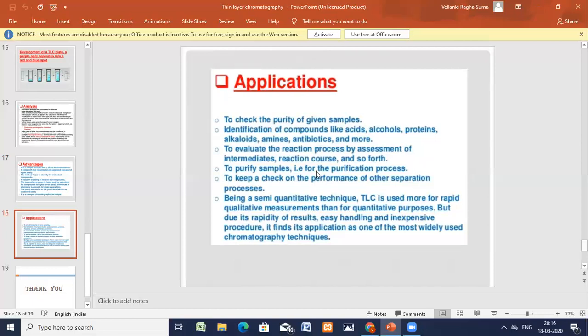We can check the purity of samples for the purification process, and it helps to check the performance of other separation processes. Being a semi-quantitative technique, TLC is used more for rapid quality measurements than for quantitative processes. It is rapid, gives results, is easy to handle and inexpensive, very cheap as we discussed. It is one of the most widely used chromatographic techniques. Let me give you some of the best examples of the applications.